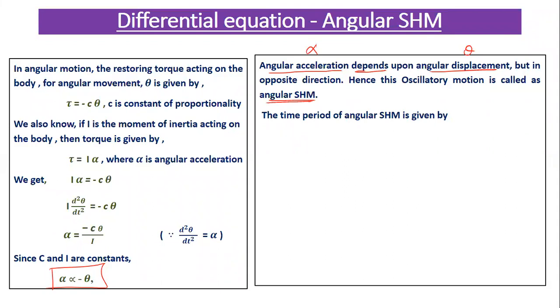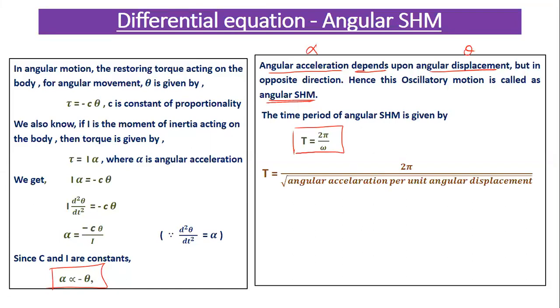The time period of angular SHM is given by T is equal to 2 pi by omega, which is similar to the previous, similar to linear SHM. As well, we know the formula T is equal to 2 pi divided by the square root of angular acceleration per unit displacement. In linear SHM, we wrote T is equal to 2 pi upon the square root of linear acceleration per unit displacement. We do not use the word angular there. But when we are talking about the period of angular SHM, it is given by this formula.